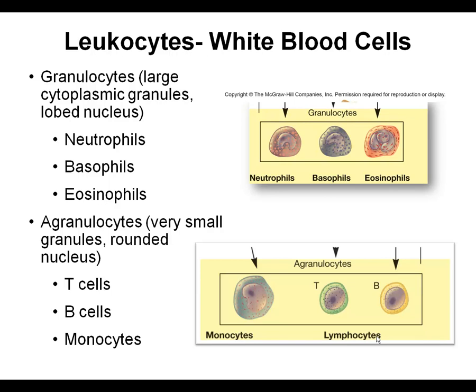The agranulocytes, these have very small granules within the cytoplasm. The nucleus is not lobed, but usually rather round. And these are going to be the T cells, the B cells, and the monocytes.